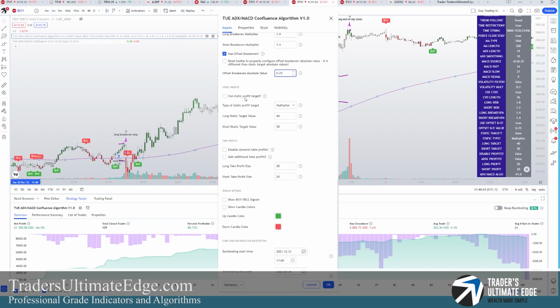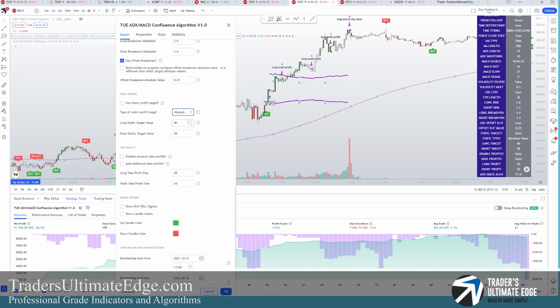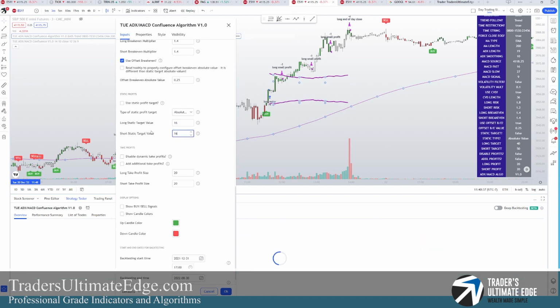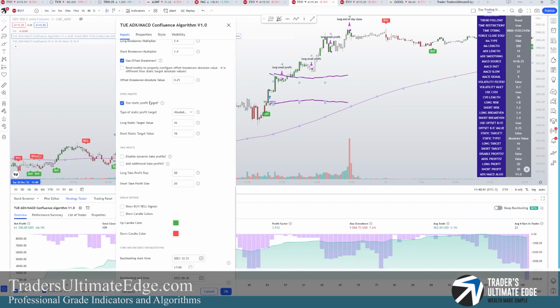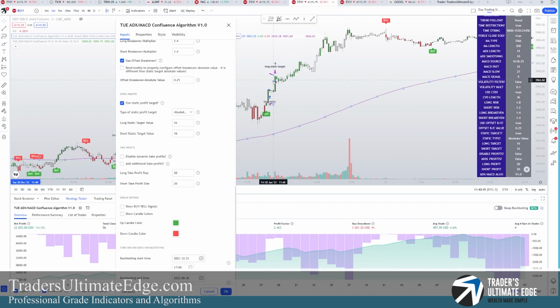Static profit target. So you can set a multiplier or an absolute value. So we could set an absolute value, and I'll move this so you can see. We'll say 4 points, right? So it's going to be 16 ticks. We'll say 4 points. And then we'll go to static profit target and watch what happens here. Yeah, see it changed right here. And it essentially scalped the markets right here.